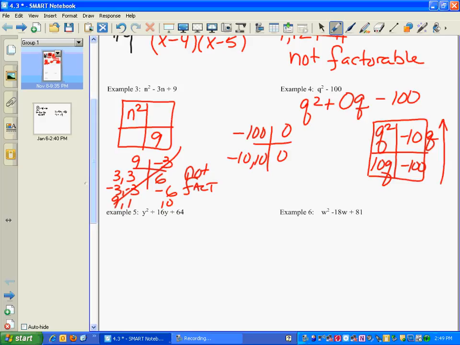Working up, what do I pull out of this right column? -10. What do I pull out of the left column? What do I pull out of the top row? What do I pull out of the bottom row? Q plus 10 and Q minus 10. Anybody remember what these are called? Q plus 10 and Q minus 10? Where everything is the same, but one sign is different?